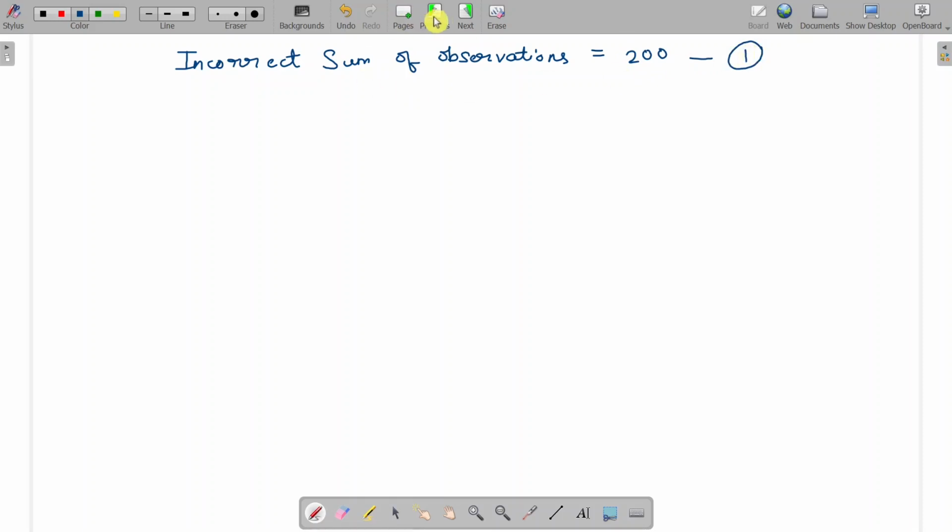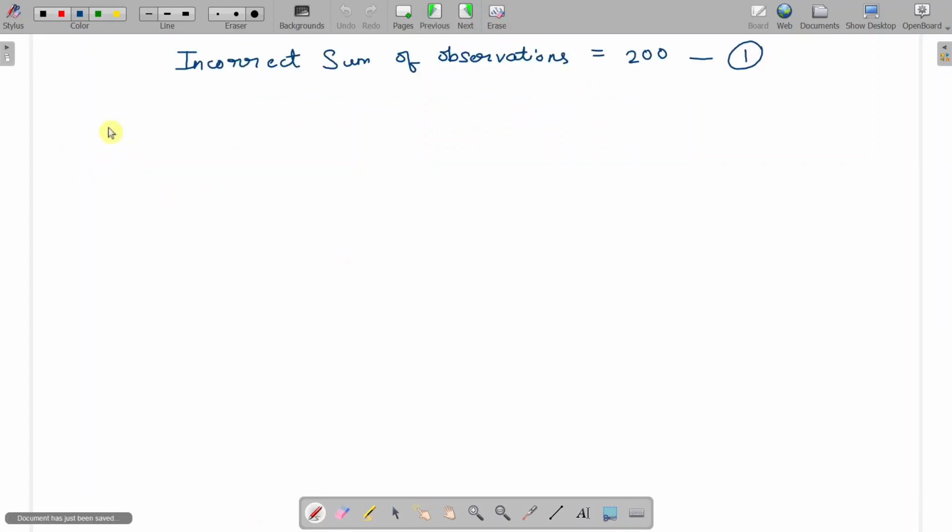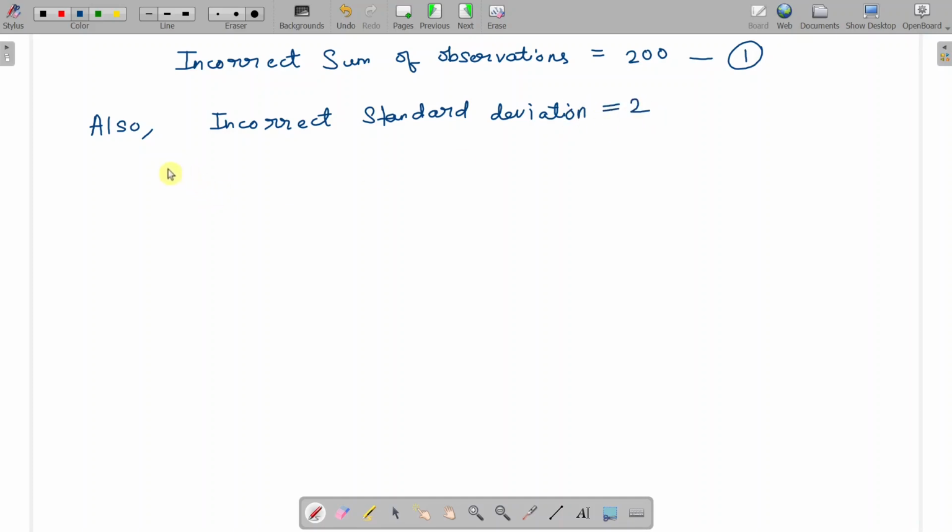Now, we will consider the incorrect standard deviation. So, the incorrect standard deviation is 2. So, also incorrect standard deviation is equal to 2, right. So, this implies, the incorrect summation i going from 1 to 20.